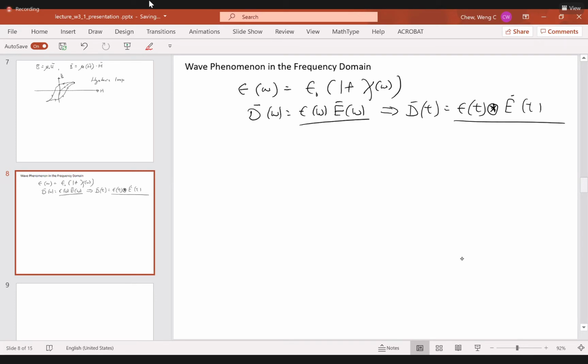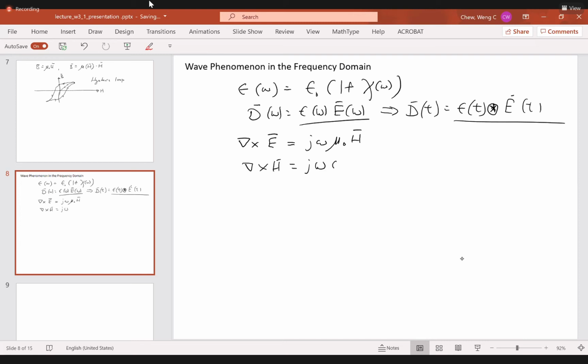So we have Maxwell's equations in the frequency domain, and it will be given by... sorry, let me start with Faraday's law. Curl of E is equal to j omega mu naught H. And then curl of H is j omega epsilon naught E.